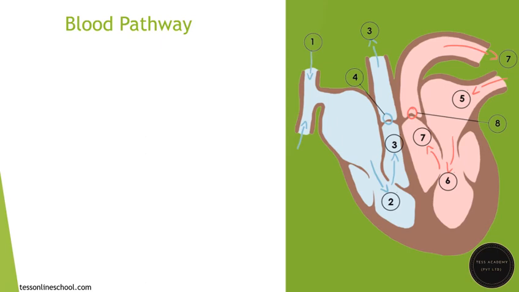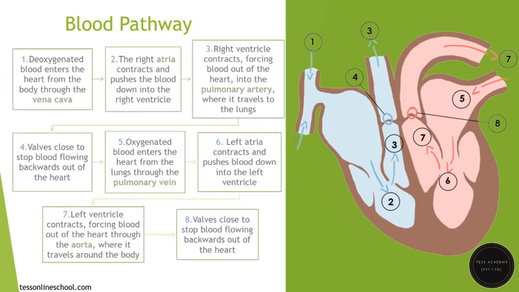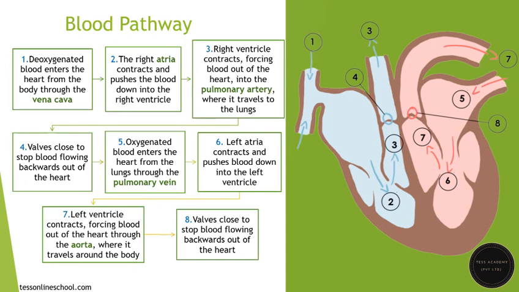The blood pathway is as follows. Step 1. Deoxygenated blood enters the heart from the body through the vena cava. Step 2. The right atria contracts and pushes the blood down into the right ventricle. Step 3. Right ventricle contracts, forcing blood out of the heart into the pulmonary artery, where it travels to the lungs. Step 4. Valves close to stop blood flowing backwards out of the heart.